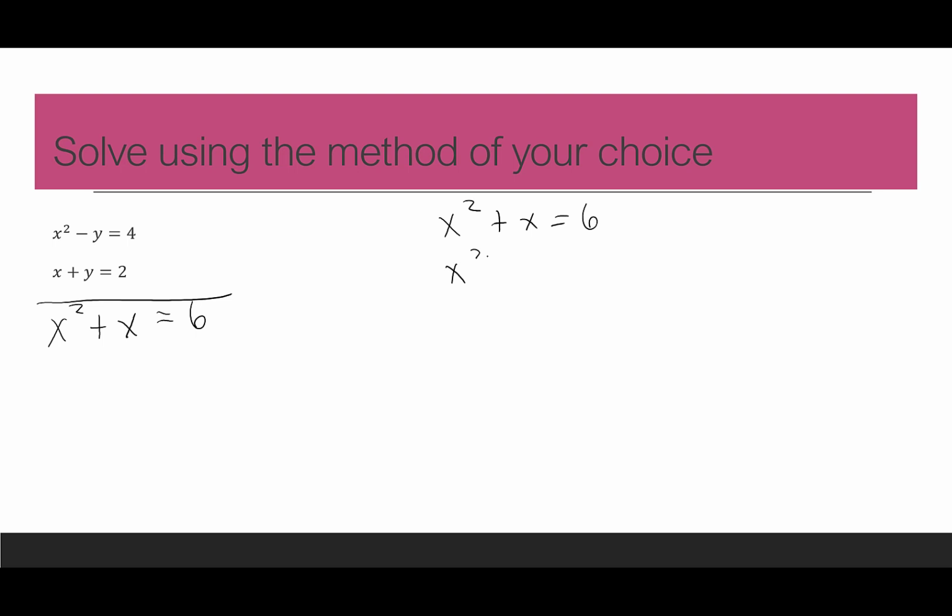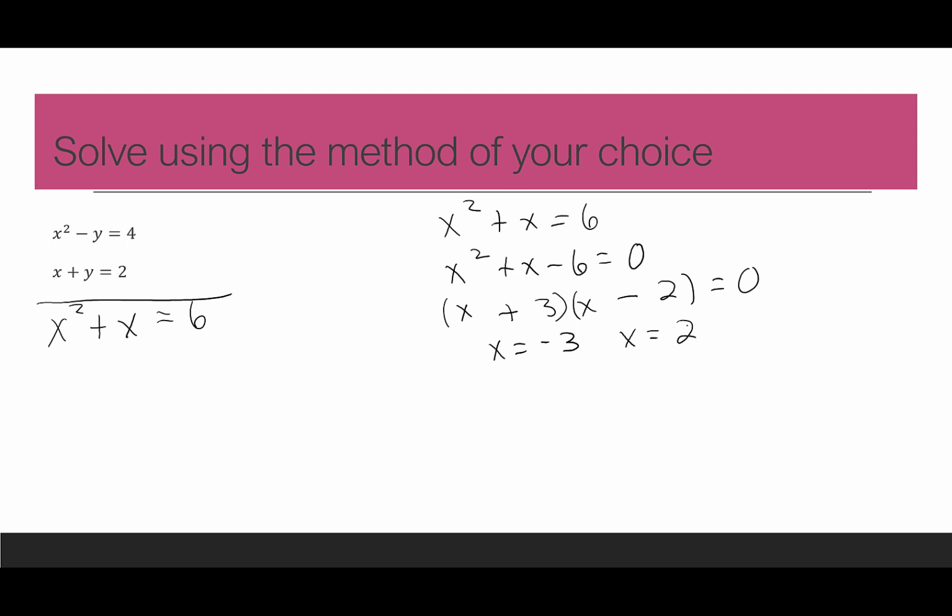I'm going to turn that into x squared plus x minus 6 is 0. So I think about factors of 6, that will give me 1, and I know that that would be 3 and 2. 3 will be positive, 1 is negative, so x is negative 3, and then x is 2.